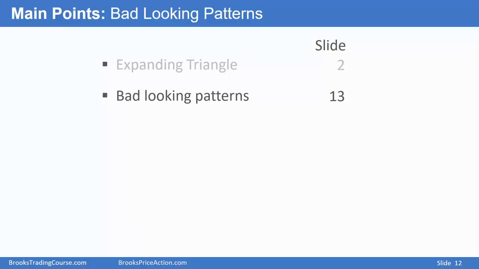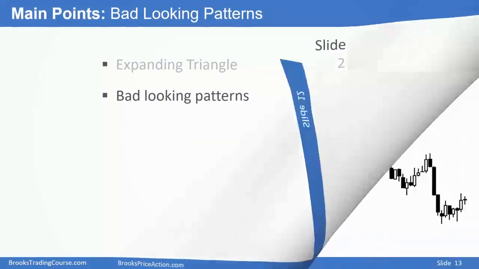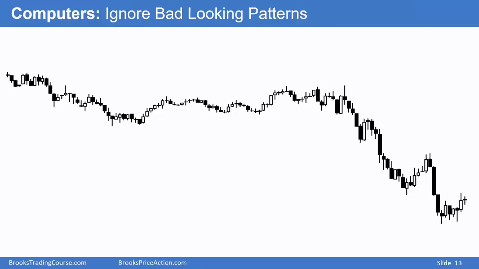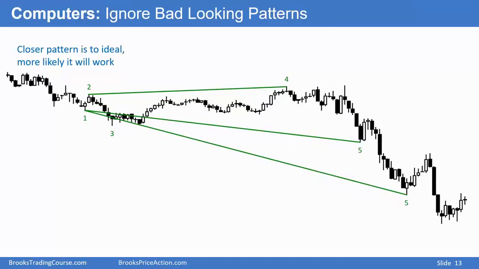Finally, I want to talk about patterns that don't look quite right. The better a pattern looks, the more likely it'll behave the way you expect it to behave. If it looks bad, it's probably not going to behave the way you expect it to behave. Is this an expanding triangle here or here? I don't know. The spacing is bad.